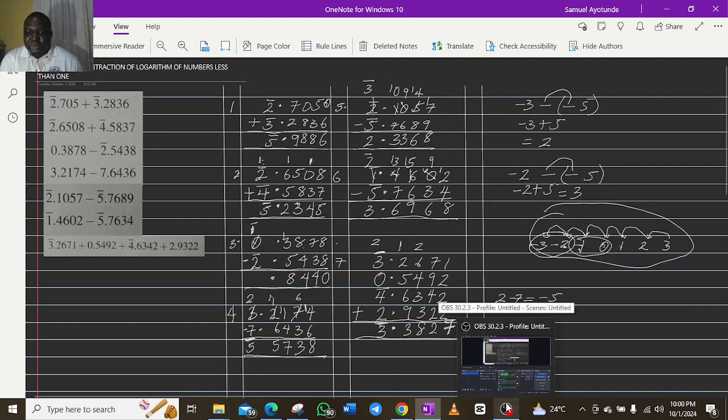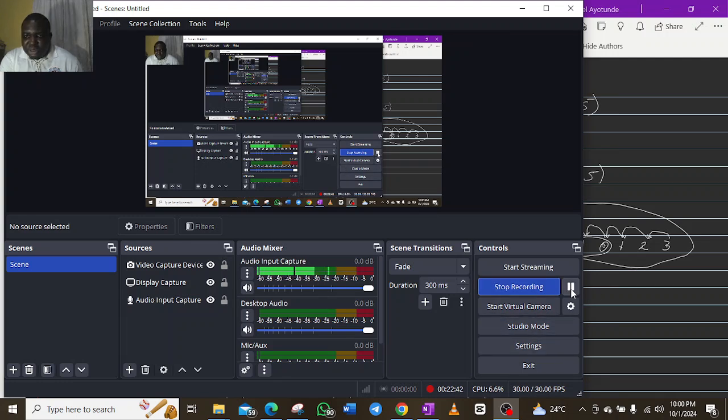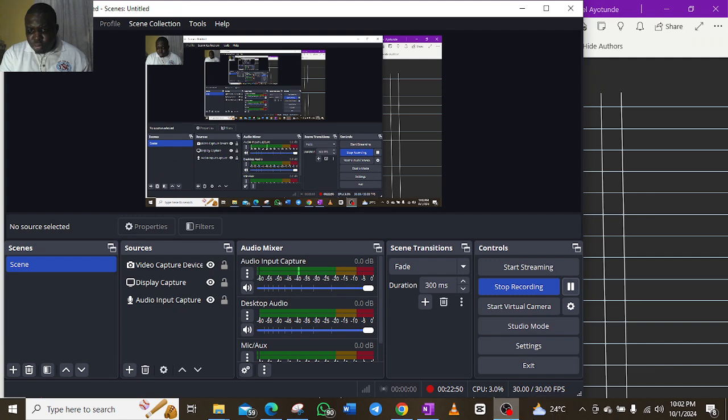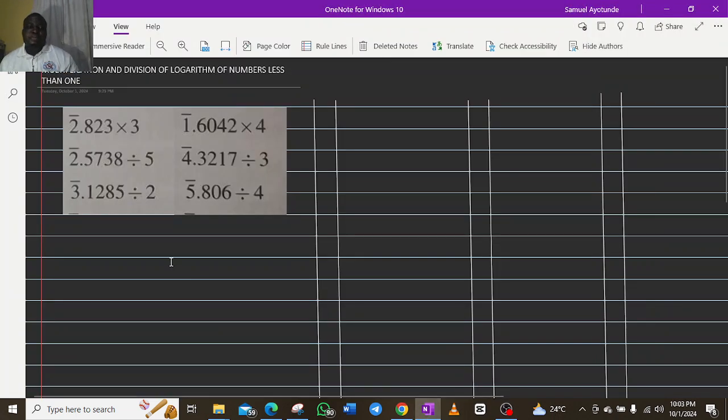So we go to multiplication and division of logarithm of numbers less than 1. So we start with multiplication. The first example, which is 2 bar 0.823. We are multiplying by 3. This is quite straightforward. So 3 times 3 is 9. 3 times 2 is 6. 3 times 8 is 24. So we write 4. The remaining 2 is kept.